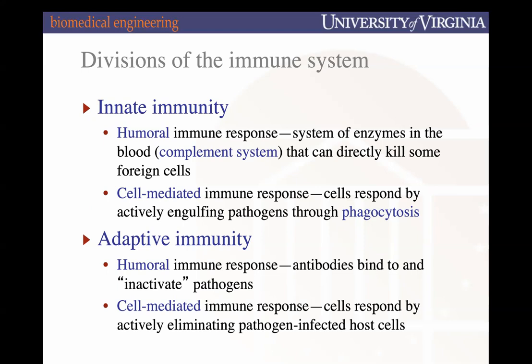On the adaptive side, the adaptive humoral response are antibodies. These antibodies are able to inactivate and neutralize some sort of foreign pathogen and help us convey that memory, that long-lasting memory. And there's also the cell-mediated adaptive response, where these cells respond to pathogen-infected host cells. So like virally infected cells basically undergo apoptosis or are destroyed by specific cells of the adaptive immune response when they can identify a virally infected cell.